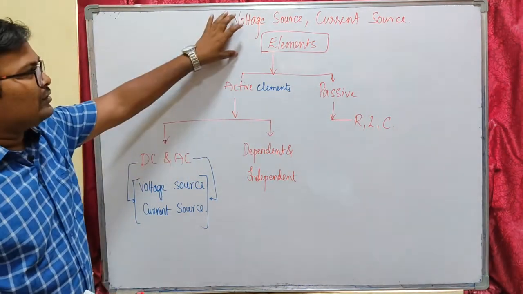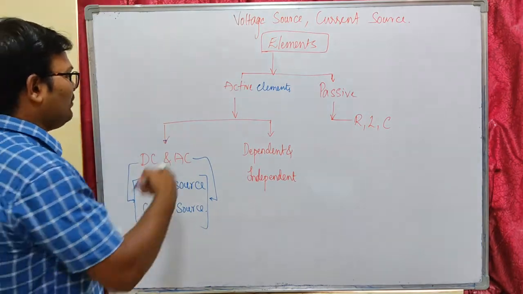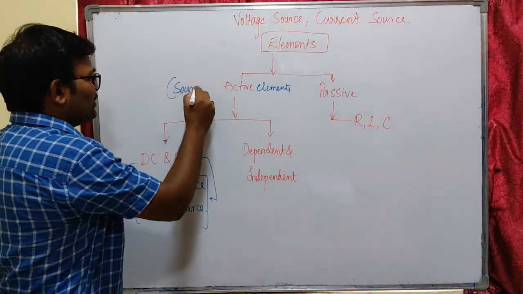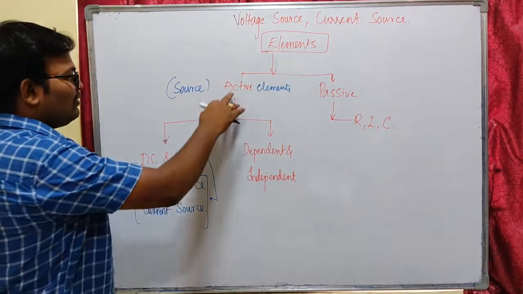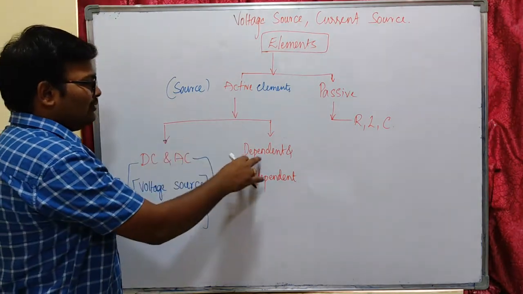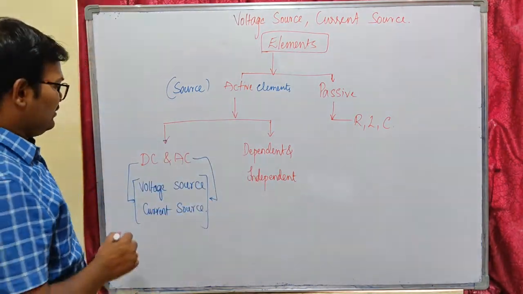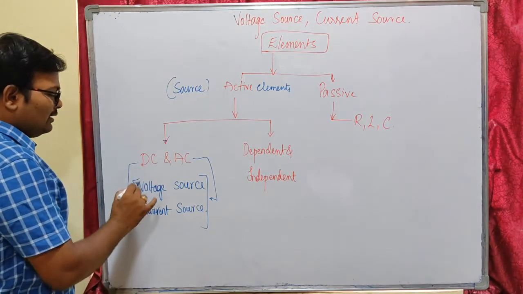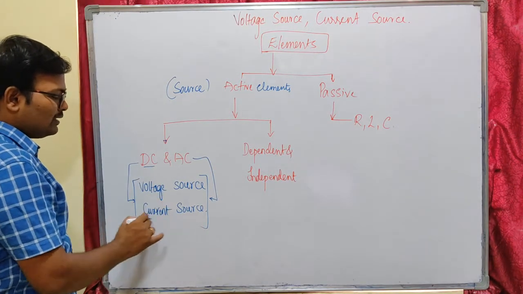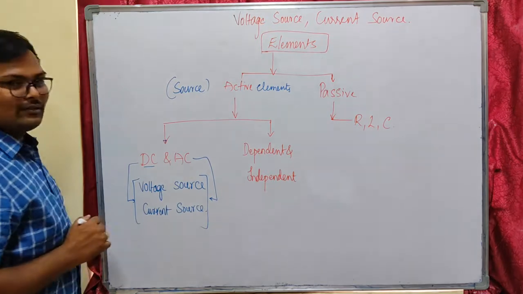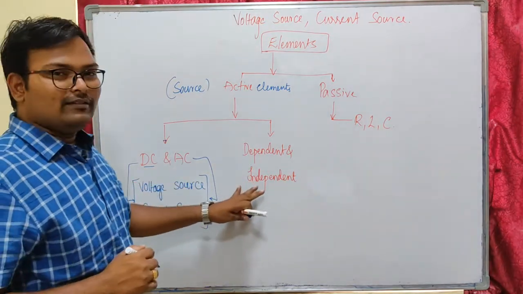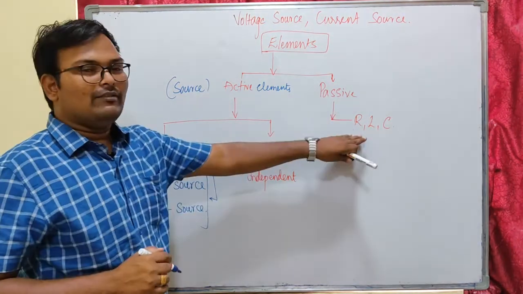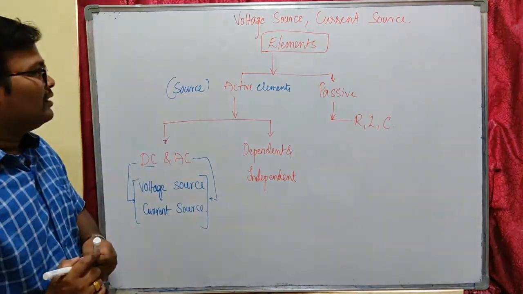Elements are classified into active elements and passive elements. Our voltage sources come under active elements because active elements are sources of energy. Active elements are further classified into DC and AC types, and dependent and independent types. DC again has voltage source and current source, AC again has voltage and current source. Passive elements are our RLC components. This is about elements classification.